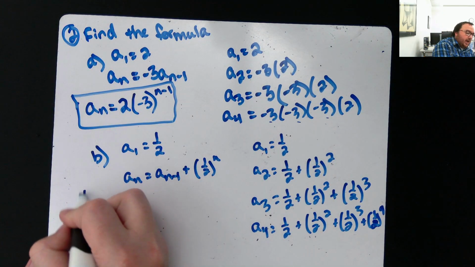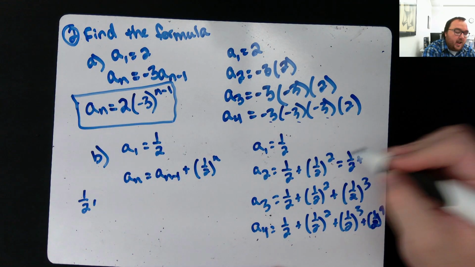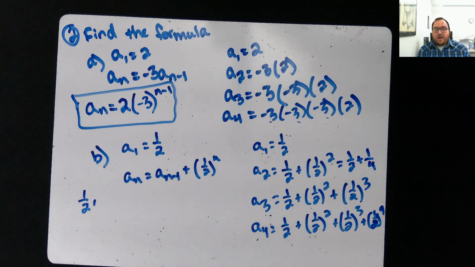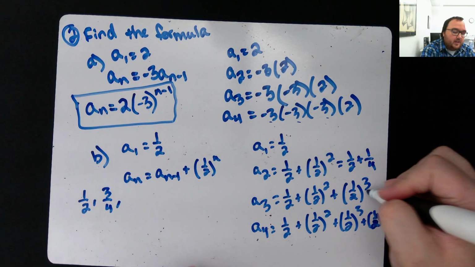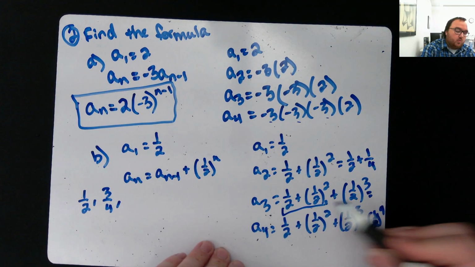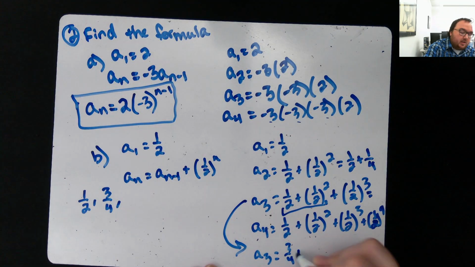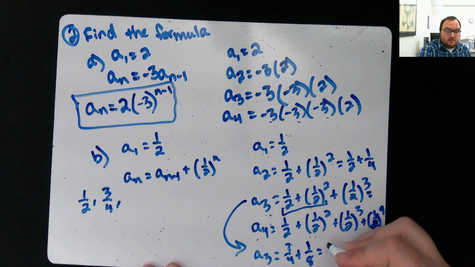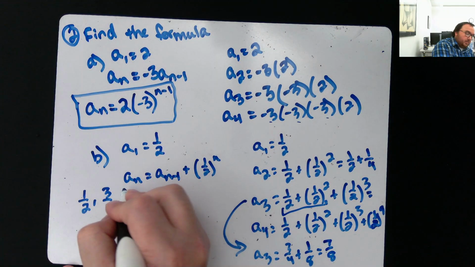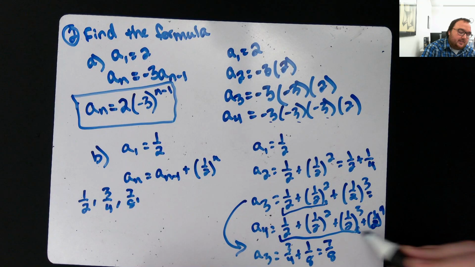So my first term is 1/2. My next term would be 1/2 plus 1/2 squared, which is 1/4. 1/2 plus 1/4 is 3/4. Then this one would be, this was from our last one, which is 3/4. I'll write it down here. 3/4 plus 1/2 to the third, which is 1/8. 3/4 plus 1/8 is 7/8. So it'll be 7/8.